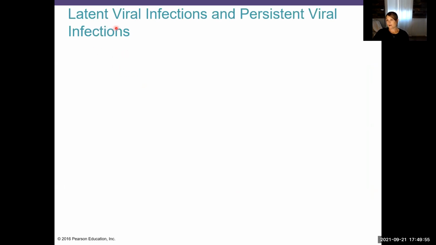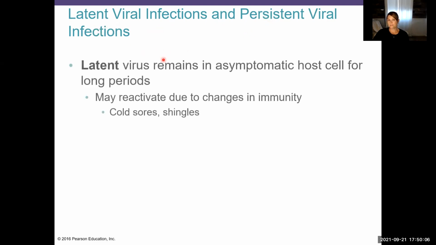Okay, so the next topic I want to explain are viral infections that can be called latent and some called persistent. So we have persistent and latent viral infections, okay? So latent just means that the virus remains in an asymptomatic host cell for a long period of time. So kind of like dormant, right? And they may stay like that forever. You may never feel the effects of the virus because it may never replicate.